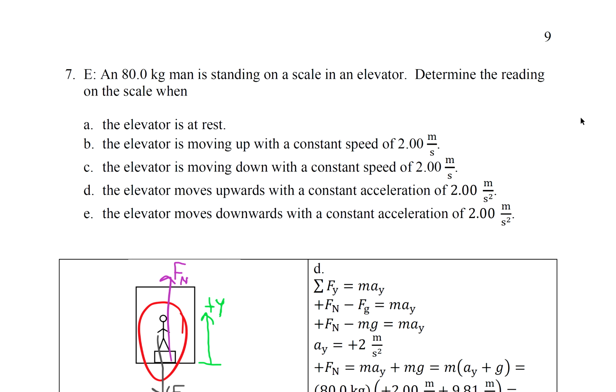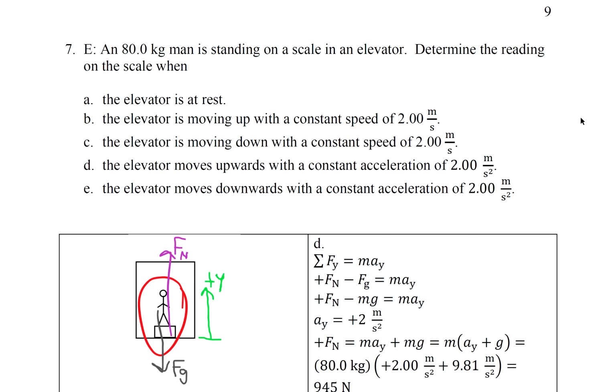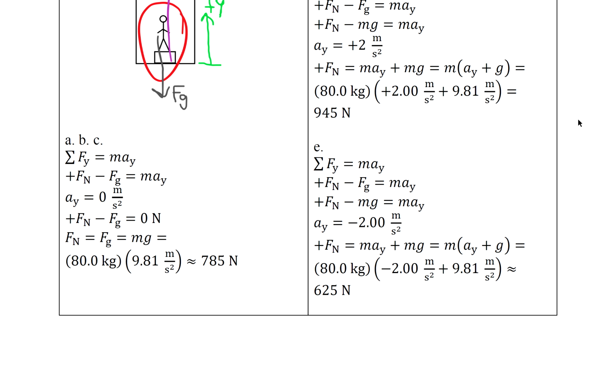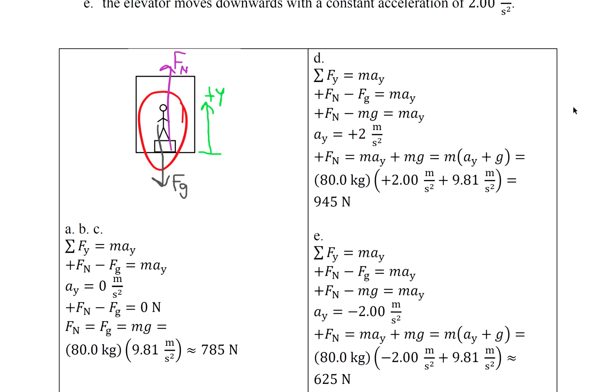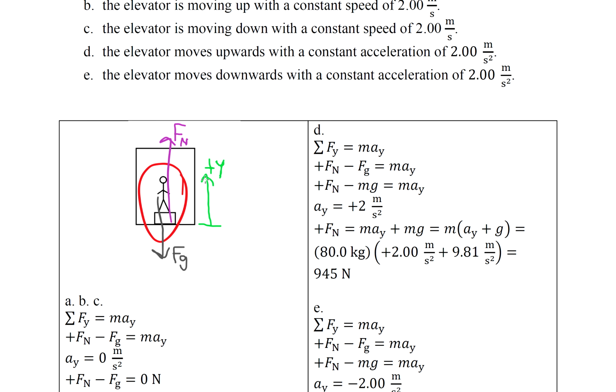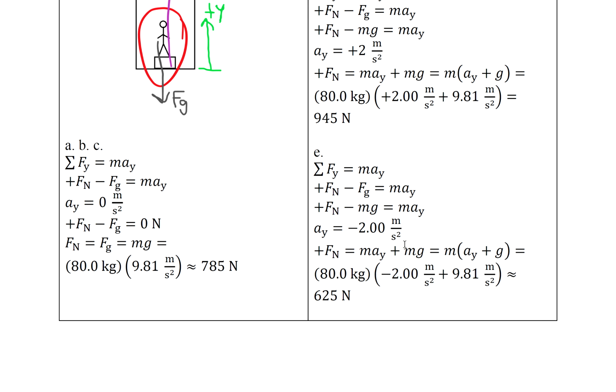Part E, what if the elevator moves downwards with a constant acceleration of 2? If the elevator moves downwards, that means acceleration is going to be negative 2. Why is it negative 2? It's just the way I drew the picture. I said positive y is up. So we're going to plug a negative 2 into this equation here, and we get 625 newtons.